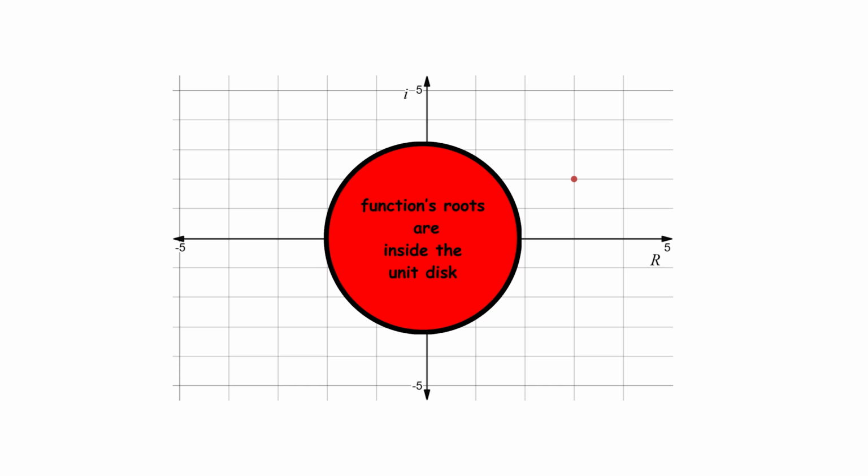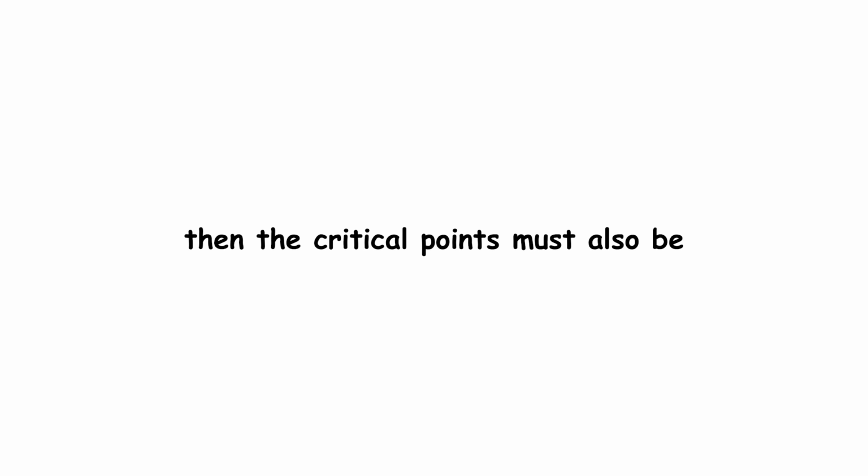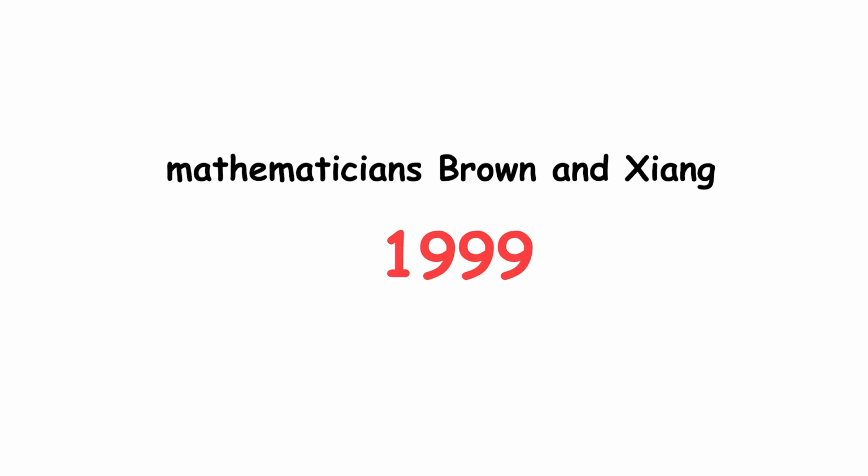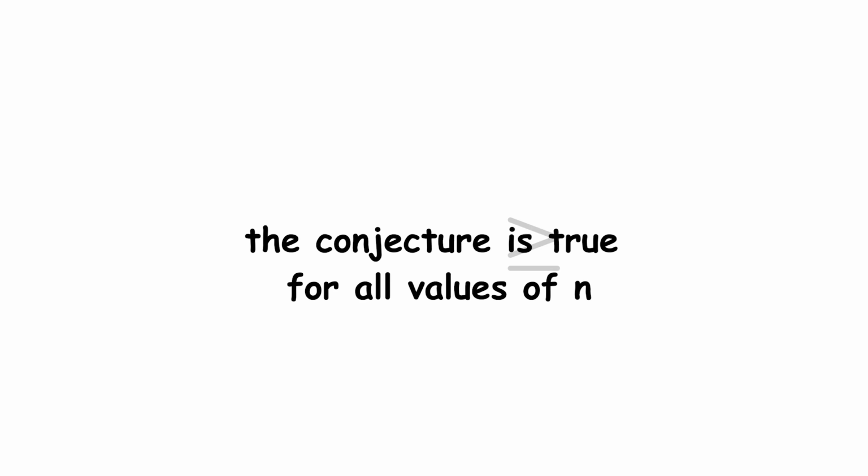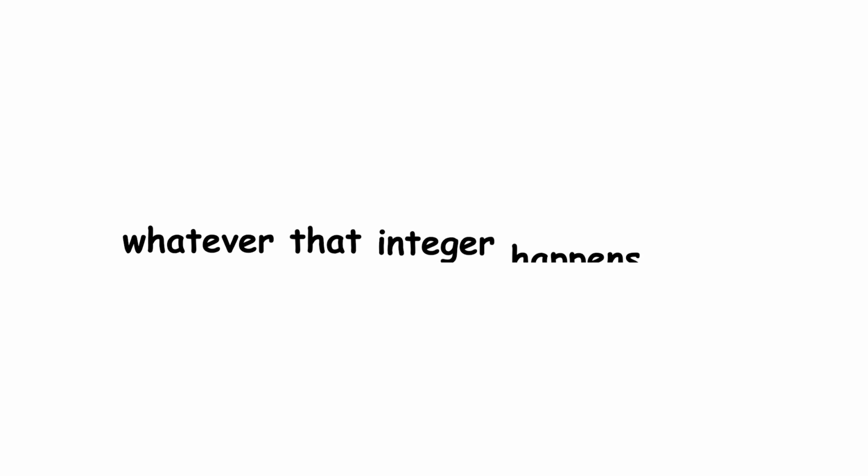A few things are known about this conjecture. For instance, the Gauss-Lucas theorem guarantees that if the function's roots are inside the unit disk, then the critical points must also be. As for proofs of the conjecture itself, mathematicians Brown and Zhang published a 1999 proof for n less than 9, whereas Terence Tao published a proof for sufficiently large n in 2020, essentially meaning that starting at a certain positive integer, the conjecture is true for all values of n greater than or equal to it, whatever that integer happens to be.